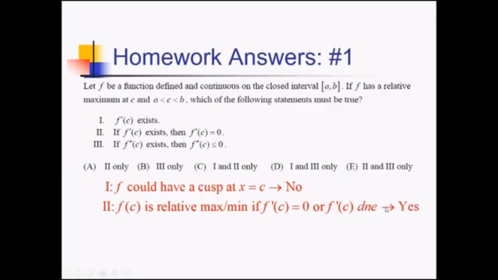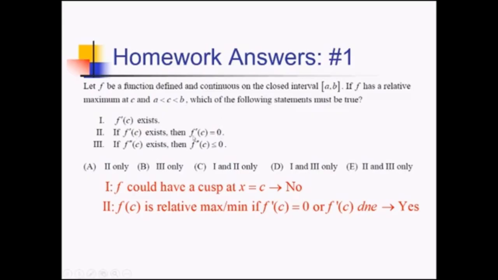So that's a yes. And then for this next one, if f double prime of c exists, then it's less than or equal to 0. Well, that also has to be true, because this is our second derivative test. They're saying that if f double prime of c exists, well, that implies that f prime of c exists. Because if f prime of c didn't exist, f double prime wouldn't either.